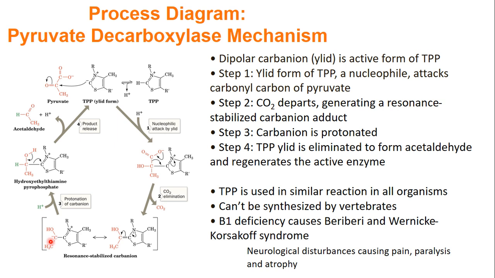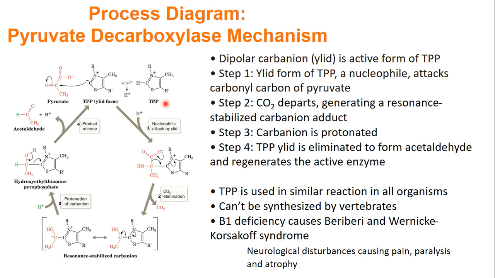Acid will come and protonate your carbanion to make this intermediate. And once you have made this hydroxyethylamine pyrophosphate, then the acetaldehyde and your ylide will separate. You'll get your ylide back, and you're ready to do the next reaction as well. This reaction, although we're looking at it for yeast, is actually found in all organisms, a similar reaction, that is.